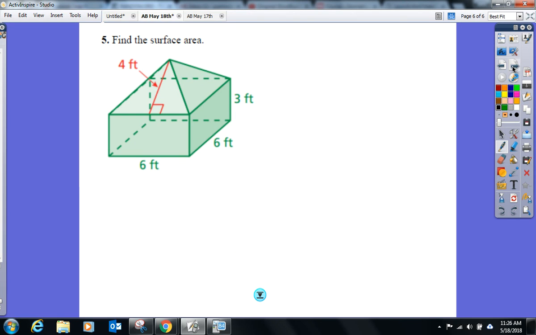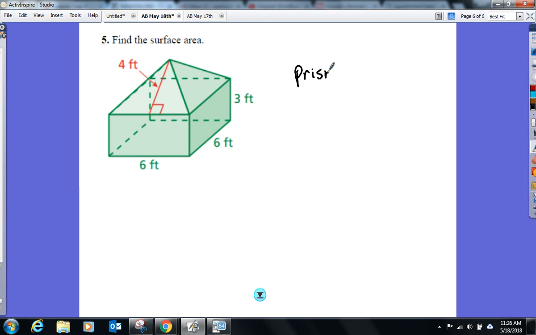Okay, what 2 solids, what 2 polyhedrons make up this whole thing here? What's on the bottom? Oh, my. Rectangular prism. So I got the prism. And then what's on top? The pyramid. Yep.